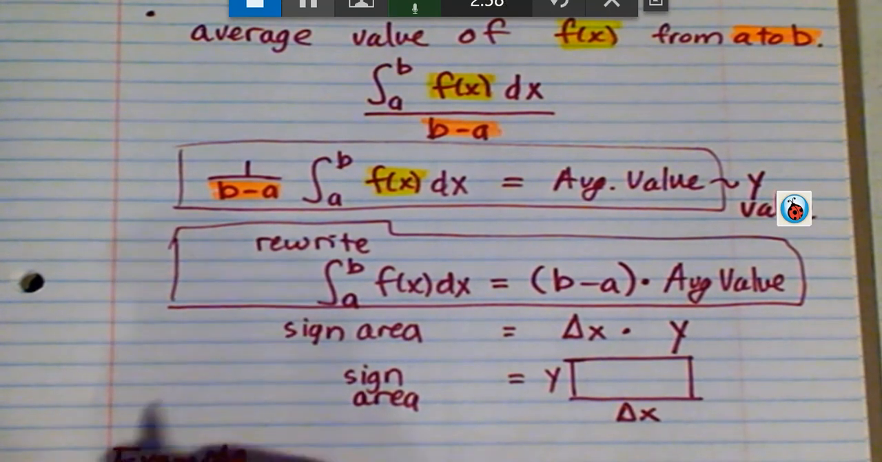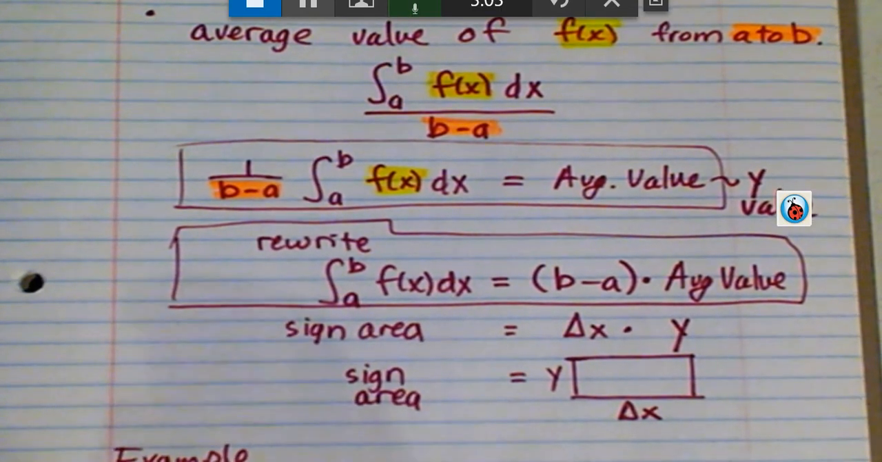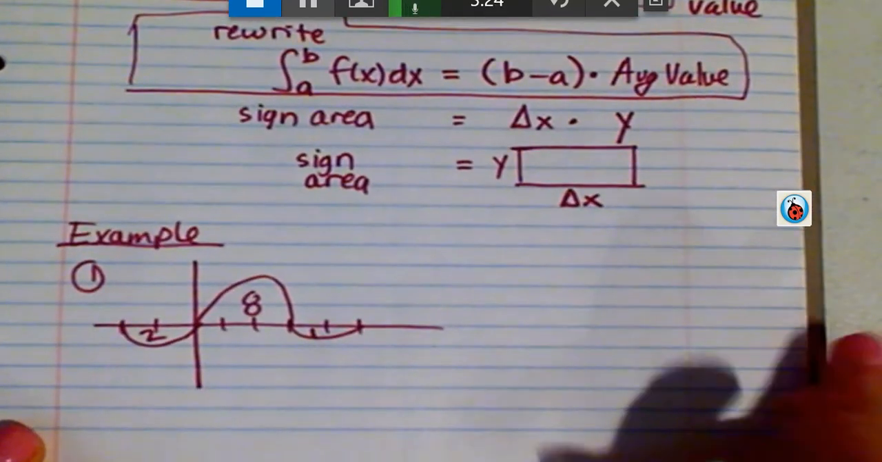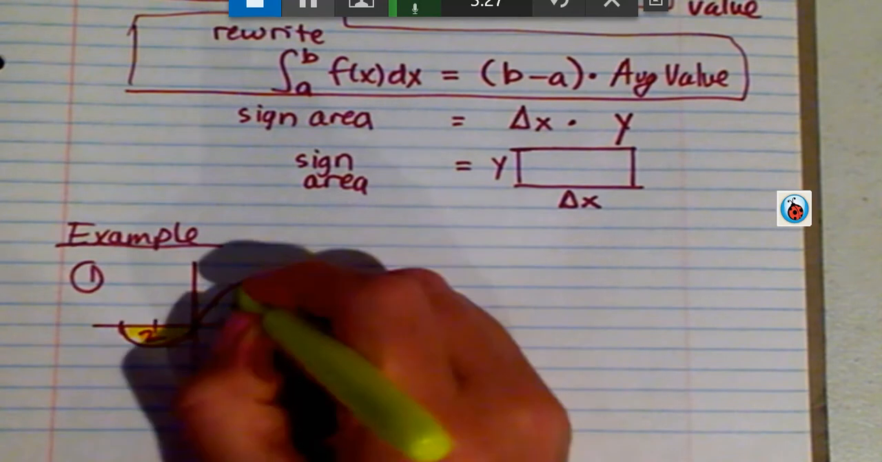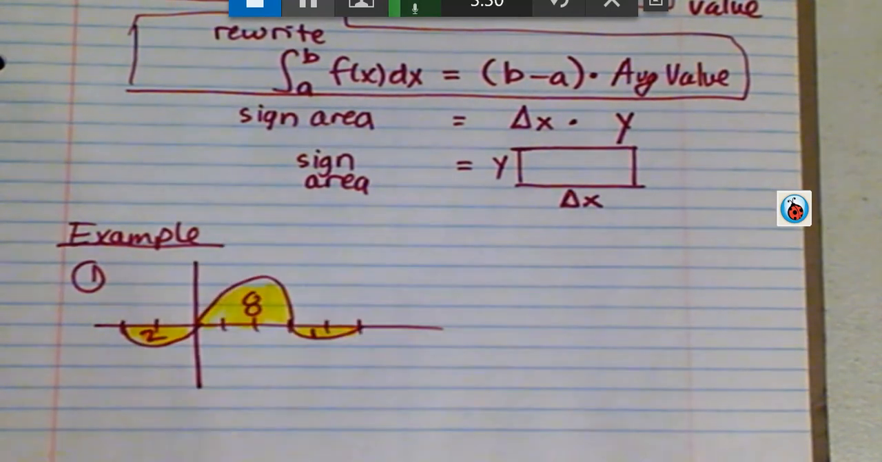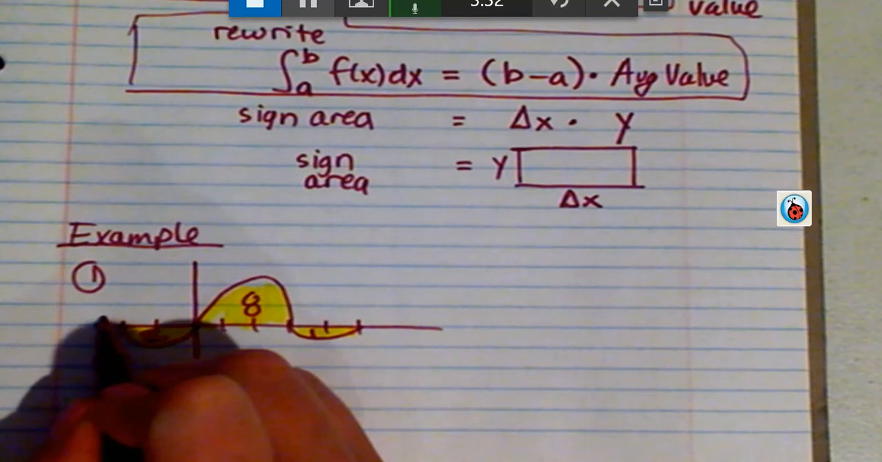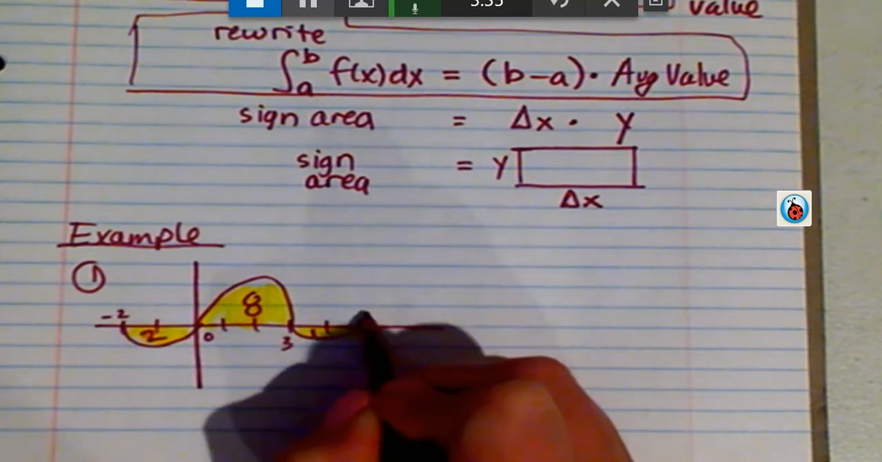Okay, here we go. So I'm just going to give you a picture. 1, 2, 3, 4, 5. Okay, so 2, 8, and 1. So I am labeling the areas in this picture, and I'm just going to highlight them. That's a 1. Now I'll just make a note: -2, 0, 3, and 5.